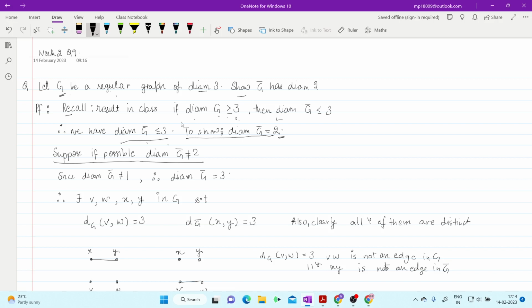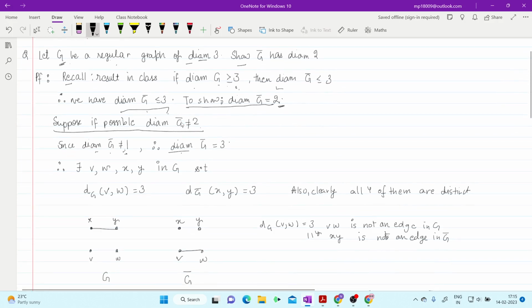And we know that diameter of G bar is less than or equal to 3. Therefore, diameter of G bar cannot be equal to 1, because if diameter of G bar is equal to 1, we are basically saying that there is an edge between any two vertices. But since G will have some edges, because G is a regular graph of diameter 3, G bar cannot be a complete graph, and therefore diameter of G bar cannot be 1. And we are assuming that diameter of G bar is not equal to 2. Therefore we are just left with one possibility, that diameter of G bar is equal to 3.